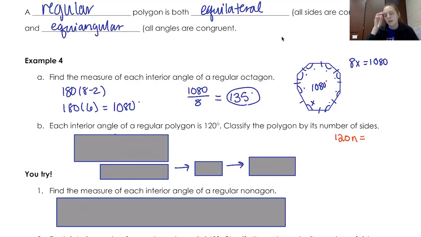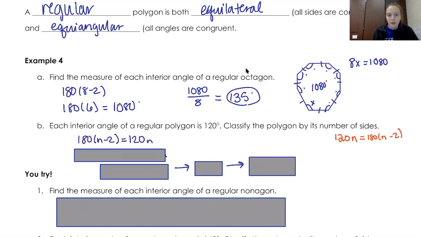Of that polygon. So that sum of the interior angles is 180 times n, we don't know the number of sides, minus 2. That's just that formula. So that's what we're going to use here. 180 times n minus 2 equals 120 times n. Then I would probably distribute that 180 to start here. And that gives us 180n minus 360 equals 120n.